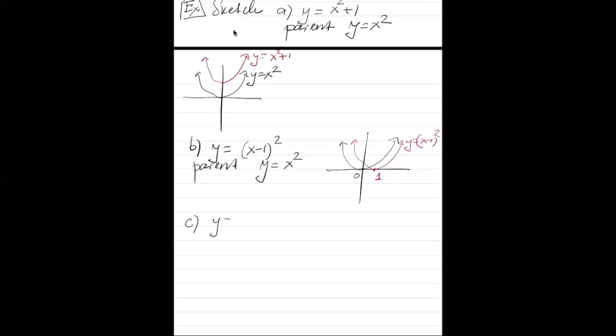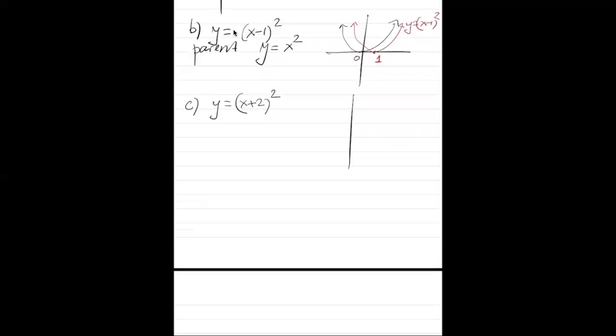C, let's graph y equals x plus 2 squared. The same parent function, x squared is the parent function again. But this time your graph is going to be 2 units to the left. So plus 2 means 2 units to the left. So a parent function here, you don't have to graph the parent function each time. You can just translate.